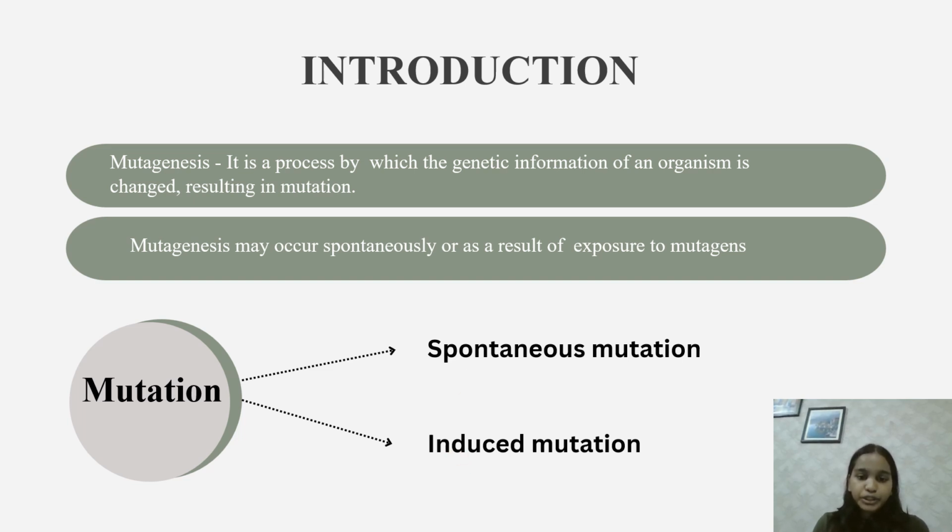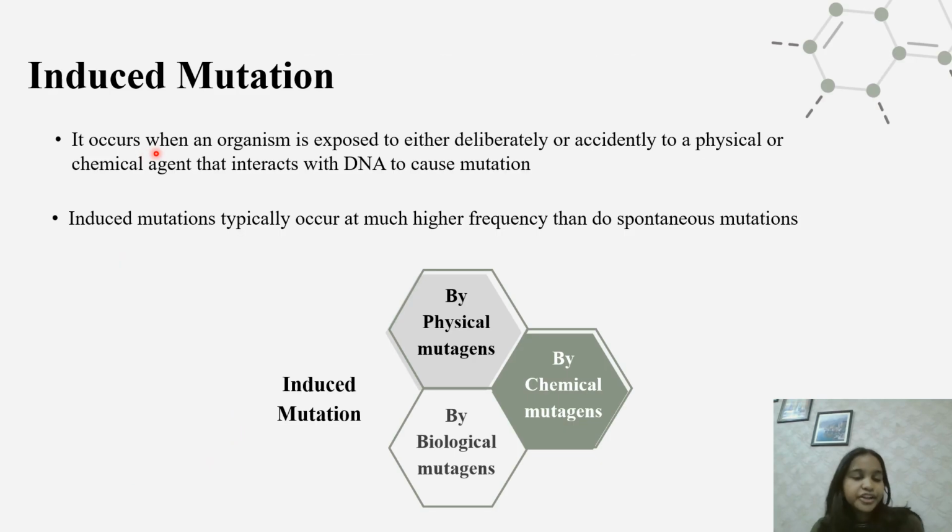Whereas induced mutation occurs when an organism is exposed, either accidentally or deliberately, to mutagenic agents that interact with DNA to cause DNA mutation. Induced mutations typically occur at a much higher frequency than spontaneous mutation. There are three mutagenic agents which can cause induced mutation.